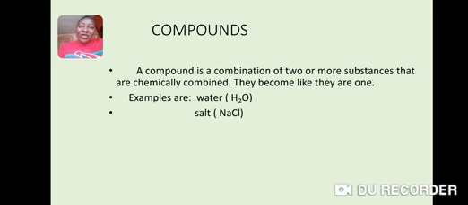Now, can we see the difference? Yes, a mixture will combine together. They will not react chemically, so they retain the properties of individual components. But with a compound, when the substances combine together, a chemical reaction occurs. They are chemically bonded, so we have a new substance formed. Good. I hope now we know the difference between mixtures and compounds.